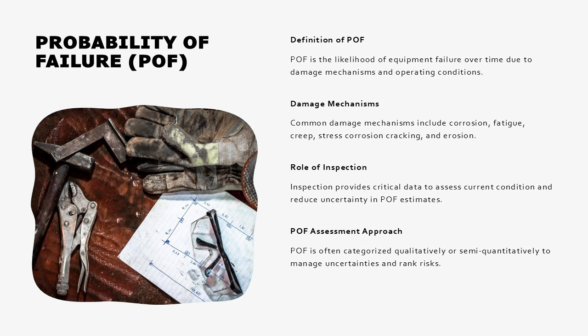API RP 580 and 581 emphasize the identification of credible damage mechanisms as the starting point for POF assessment. Common damage mechanisms include general and localized corrosion, stress corrosion cracking, fatigue, creep, and erosion. The rate at which these mechanisms progress is influenced by factors such as temperature, pressure, fluid composition, flow velocity, and metallurgy.